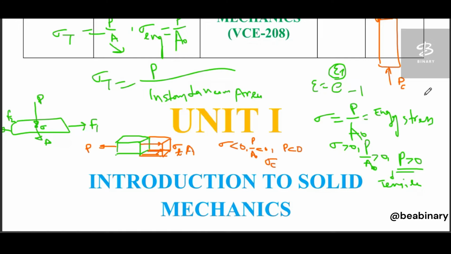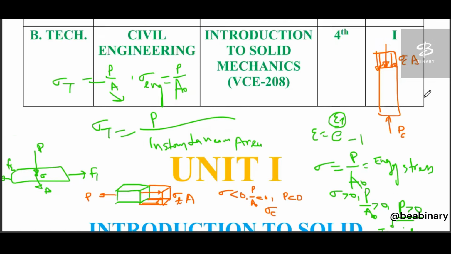So now I have already explained regarding sigma T and sigma C. Sigma T means tensile stress: if sigma is positive, then we obtain tensile stress. If sigma C is negative, then we obtain compressive stress.